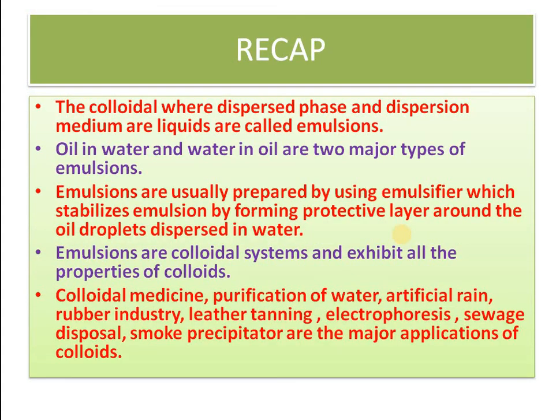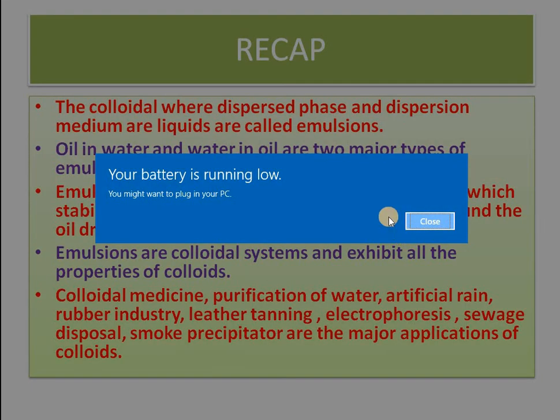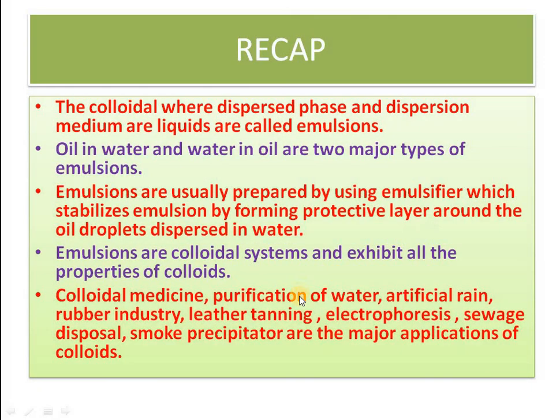So what is the recapitulation? Let us see. You know that emulsions are systems where the dispersed phase and dispersion medium are liquid in nature, and there are two types of emulsions, oil in water and water in oil. Emulsions are usually prepared using an emulsifier, which stabilizes the emulsion by forming a protective layer around the droplets. Emulsions are colloid systems and exhibit all the properties of colloids. Colloidal medicine, purification of water, artificial rain, rubber industry, leather tanning, electrophoresis, sewage disposal and smoke precipitators are the major applications of colloids.